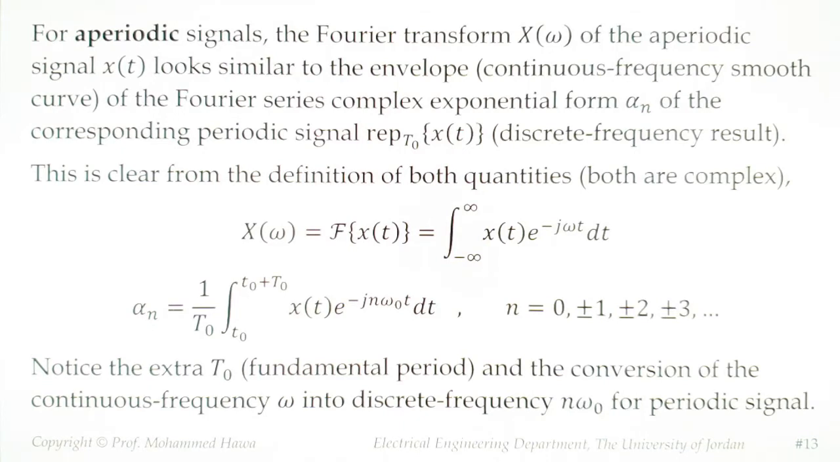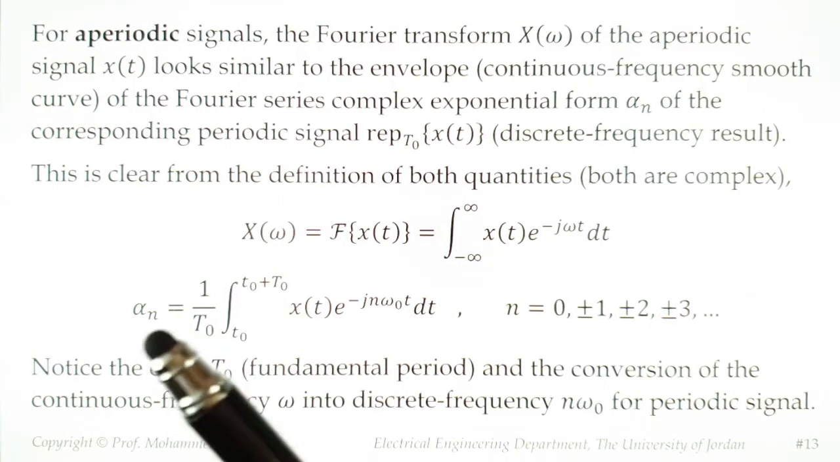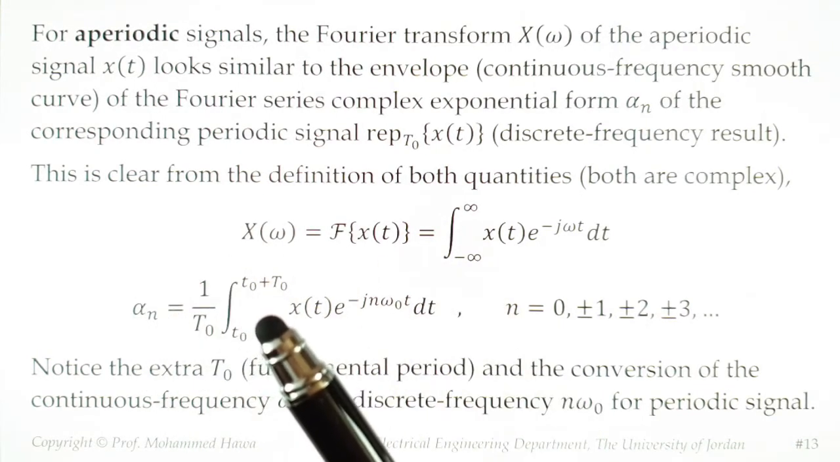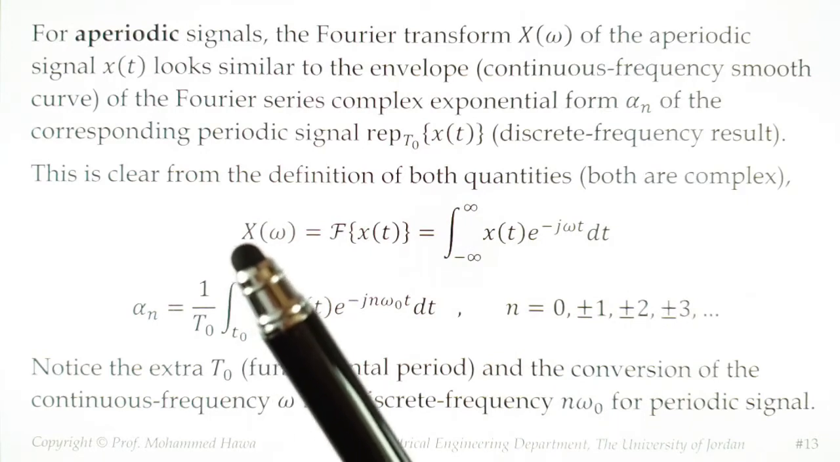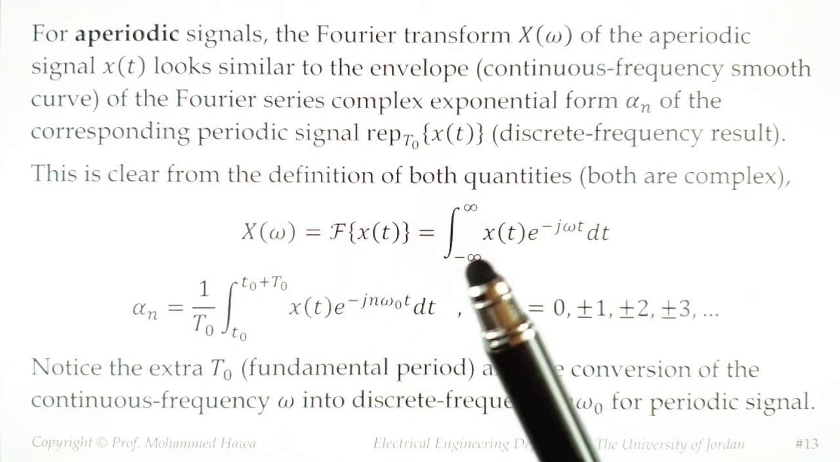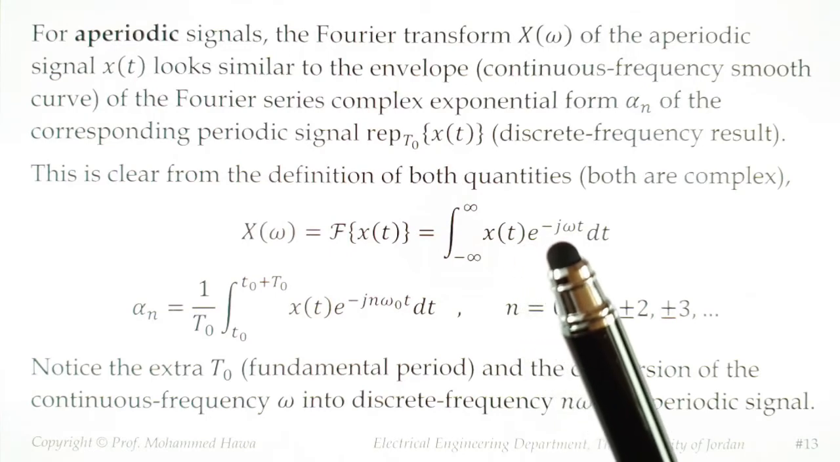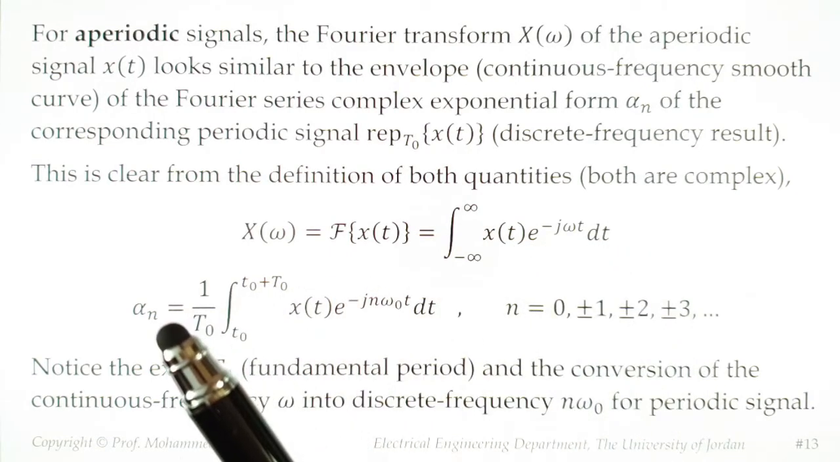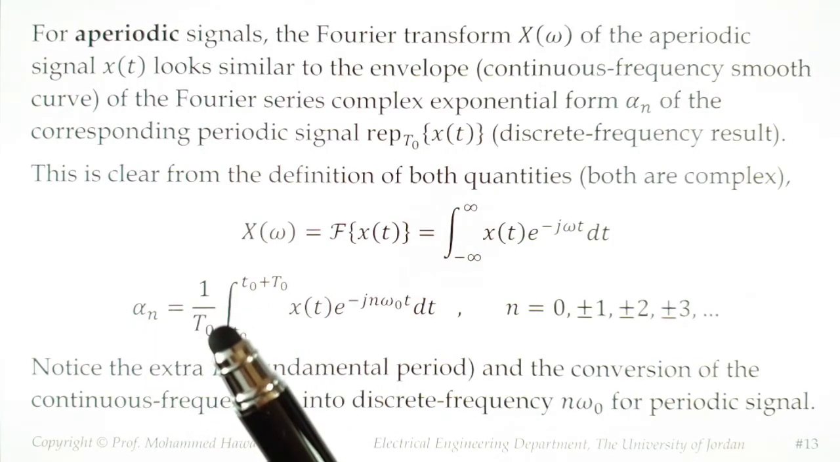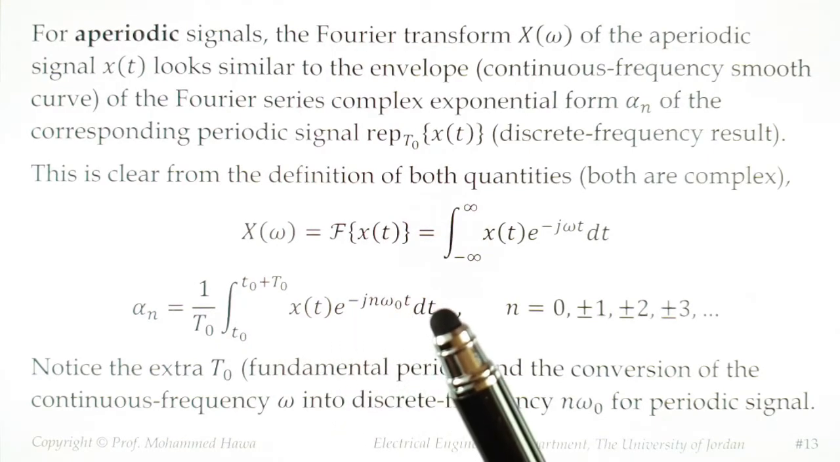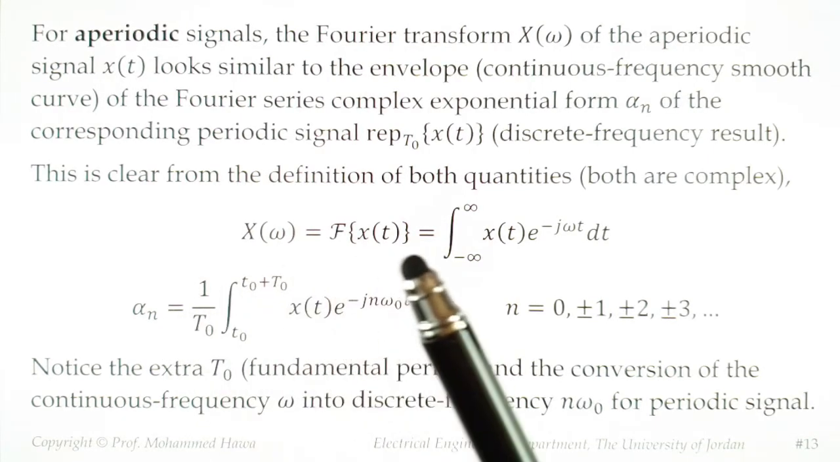But I want you to appreciate and understand that your skills in calculating Fourier series will translate equally well to Fourier transform. Why? Because the calculations of Fourier series alpha n, which require this integral, look very similar to the calculations of Fourier transform, which require this integral. Let's compare the integral for X of omega, which is the integral from minus infinity to infinity of x of t e to the minus j omega t dt, with the integral for alpha n, the complex exponential Fourier series, which is 1 over T naught, integral over 1 period T naught of x of t e to the minus j n omega naught t dt. Please notice how similar this integral is to this integral.